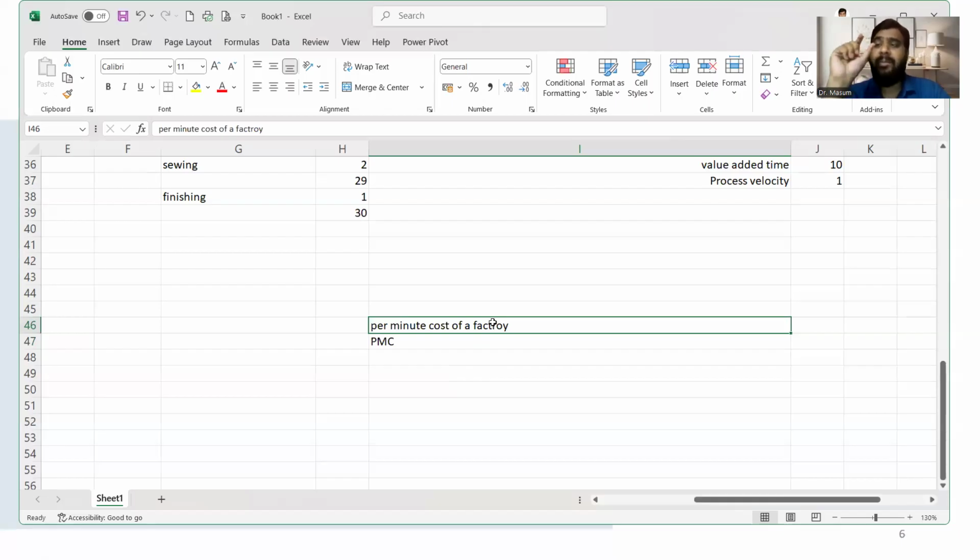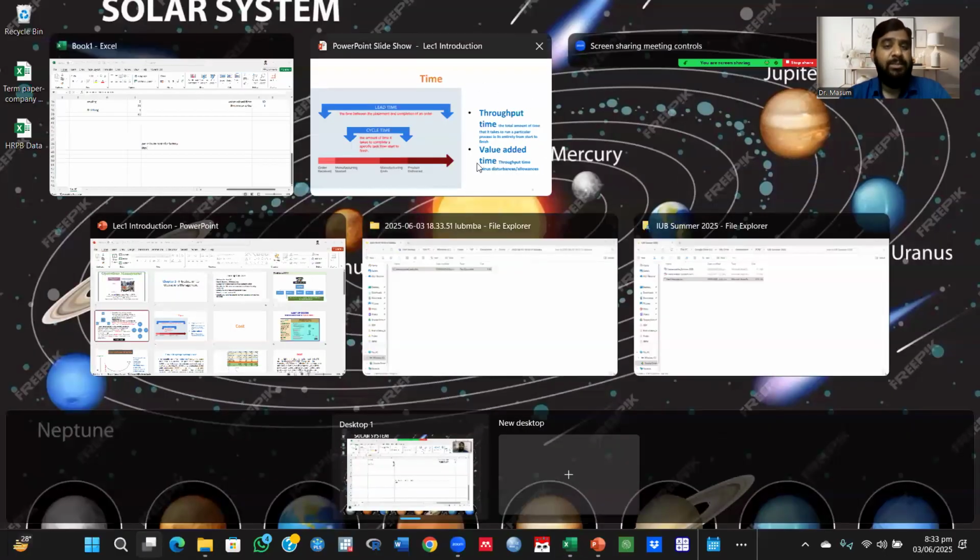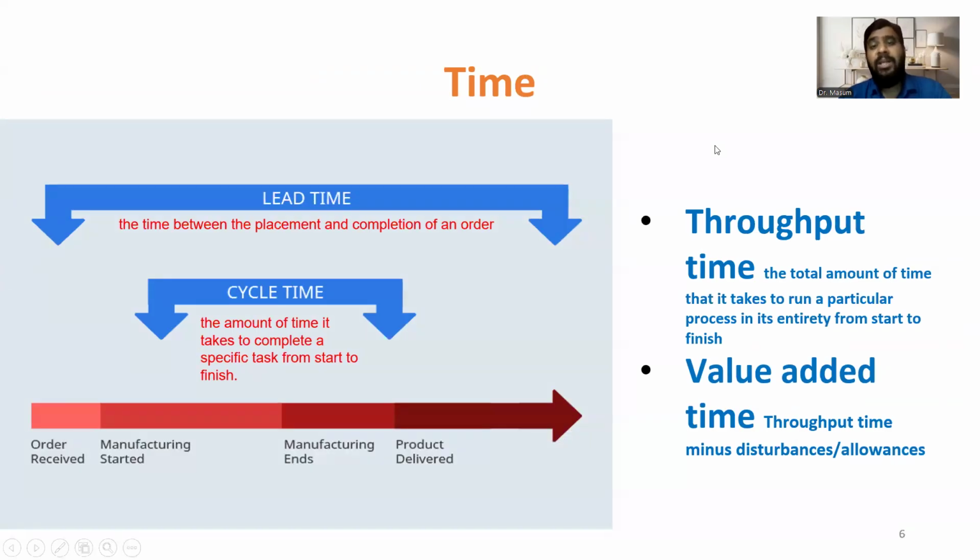All companies calculate what is the per minute cost of the factory. Maybe some of you are finance major, you know, this per minute cost ultimately will help you to identify what is the per unit cost. Because if a product requires 10 minutes to produce and per minute cost is $1, then what will be the product cost, manufacturing cost? 10 times 1, $10. If the per minute cost is $2, then 10 minutes times 2, $20 product cost. So all companies all over the world calculate the per minute factory cost to know instantly what is the product cost. So time is a factor.